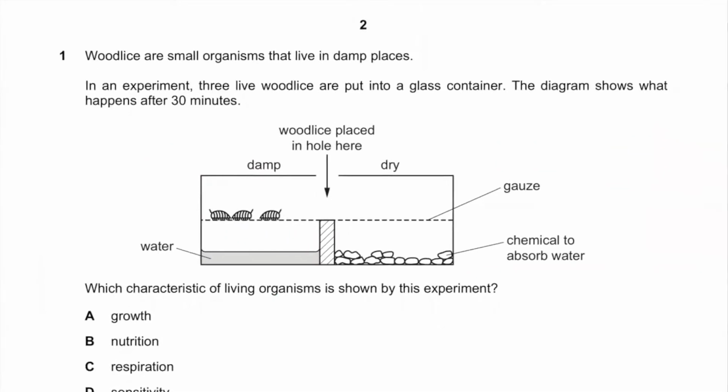Question number 1. Wood lice are small organisms that live in damp places. In an experiment, 3 live wood lice are put into a glass container. The diagram shows what happens after 30 minutes. We have a damp region and we have a dry region. Wood lice are placed in the hole at this particular location. Chemicals that absorb water are used in the dry region to keep it dry. Which characteristic of living organisms is shown by this experiment?